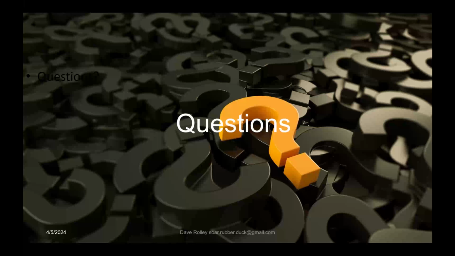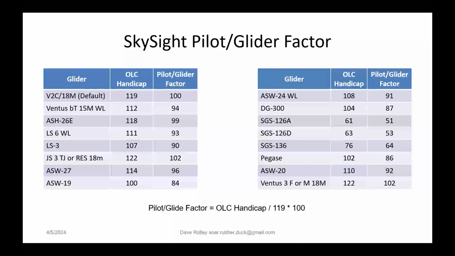Perfect. Last question I think we got here is about SkySight, and this was about the OLC competition handicaps. You mentioned using an equation, and I think maybe we got that at the end, but can you clarify SkySight OLC competition handicaps in the equation that you use? That's it right there? Okay, that's perfect.